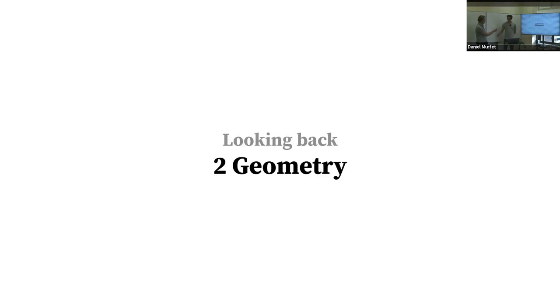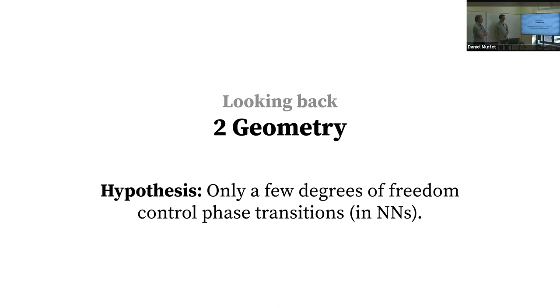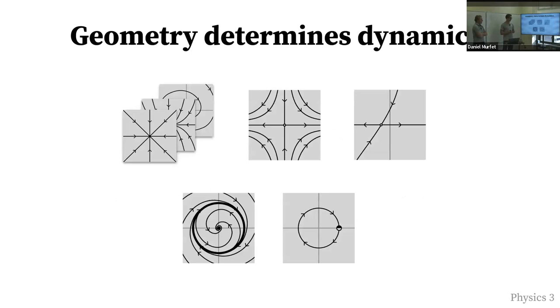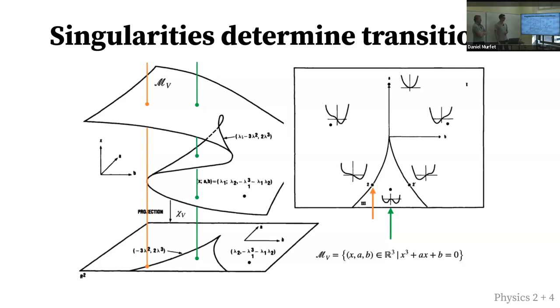So another strain we looked at this entire week is the role of geometry, the geometry of the loss landscape. So here the relevant hypothesis is that only a few degrees of freedom control phase transitions in neural networks. Right, so we saw how the geometry determines dynamics in physics 3. We looked at many different phase portraits and saw what those looked like and that they were dictated by the presence of a few individual singularities. And we saw that singularities determine transitions in physics 4, lecture on catastrophe theory.